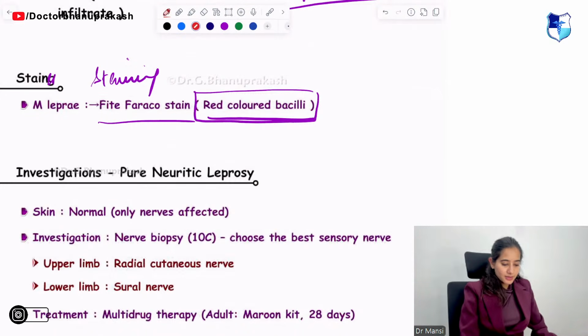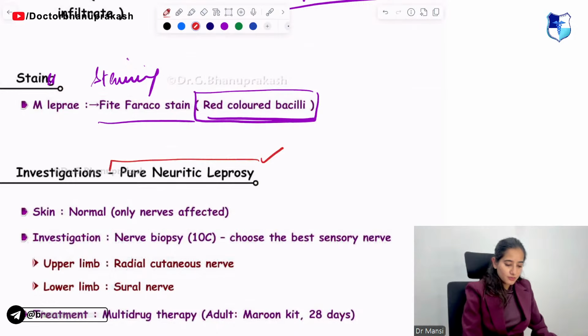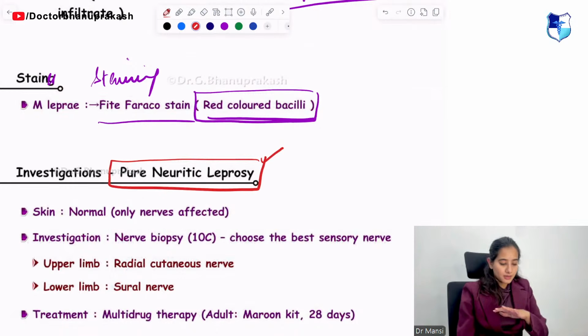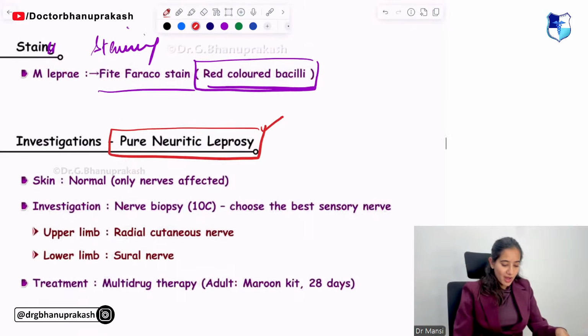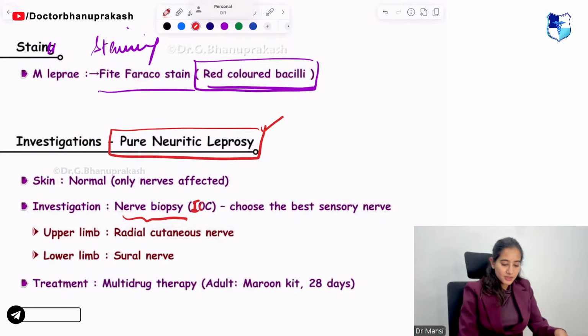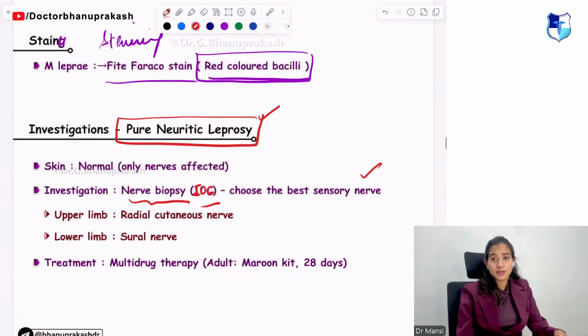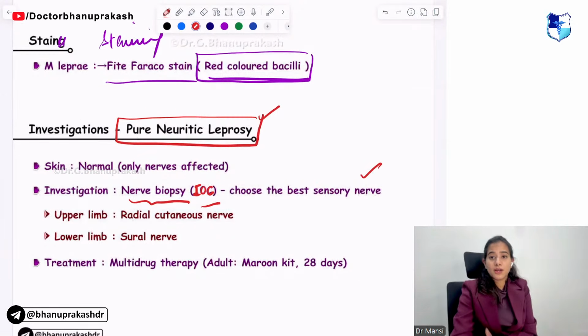Very important is the investigation for pure neuritic leprosy. Now you know that only the nerve is involved in this kind of leprosy and there is no involvement of skin. So since only nerves are affected, you have to take a nerve biopsy. That becomes the investigation of choice in pure neuritic leprosy. So choose a sensory nerve. You can't take any biopsy from a motor nerve, otherwise there will be loss of function in that nerve.